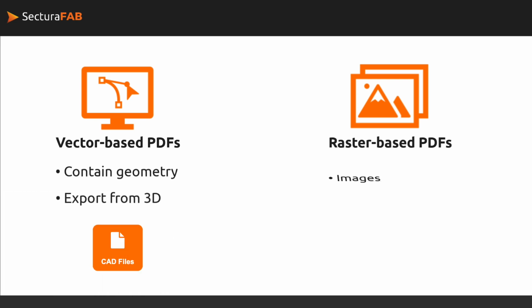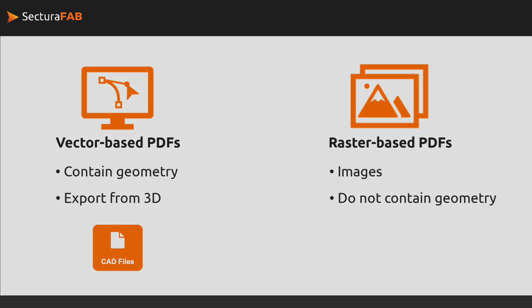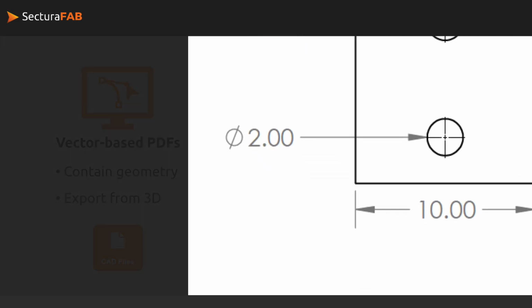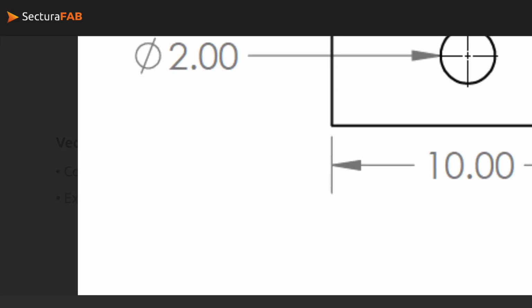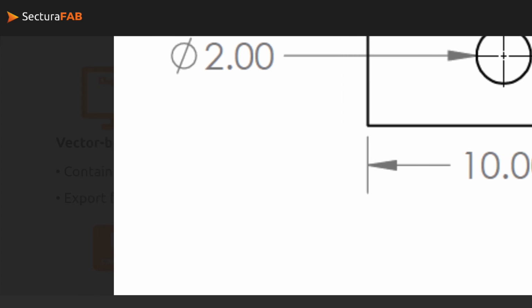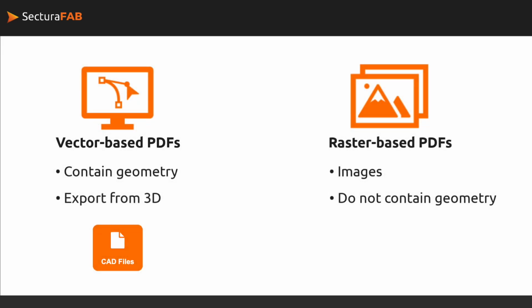Raster PDFs are essentially images. They do not contain geometry. A quick way to spot a raster file is by zooming in. If elements become blurred or pixelated, it's most likely a raster file. Upload raster PDFs and other image files using the Image Files button in the global action bar.